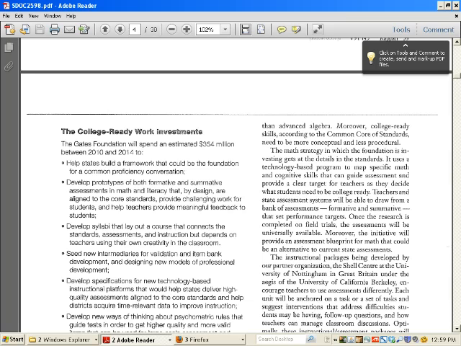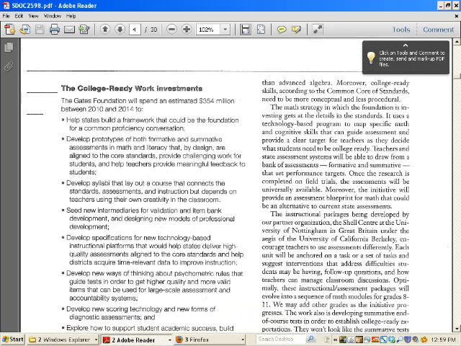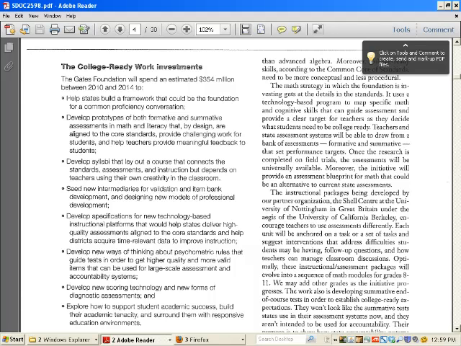C, new intermediaries for validation and item bank development, meaning help build better tests. Develop specifications for new technology-based instructional platforms that would help states deliver high-quality assessments aligned to the Common Core standards. Develop new scoring technology and new forms of diagnostic assessments, and explore how to support student academic success, build their academic tenacity, and surround them with responsive education environments.